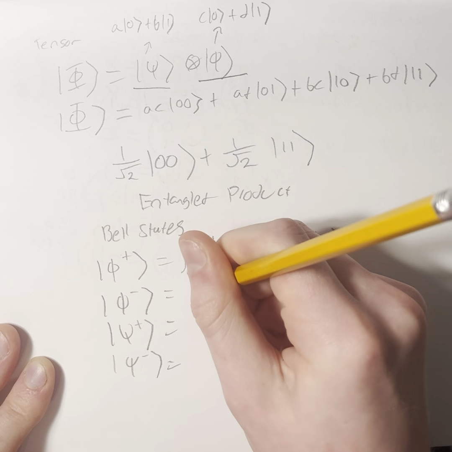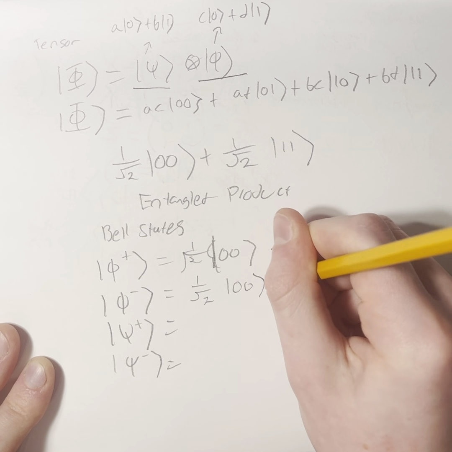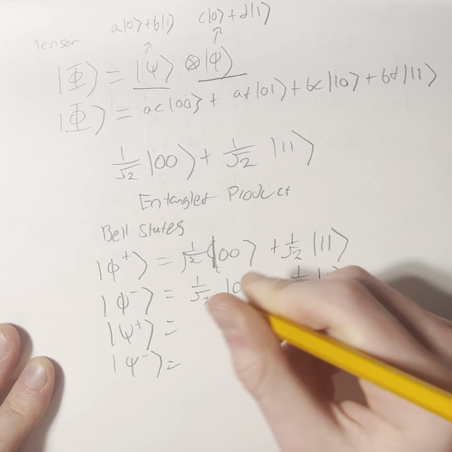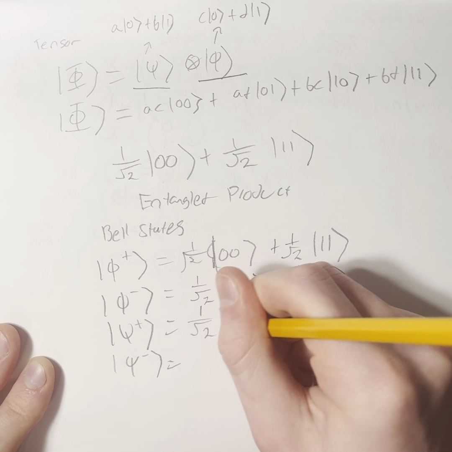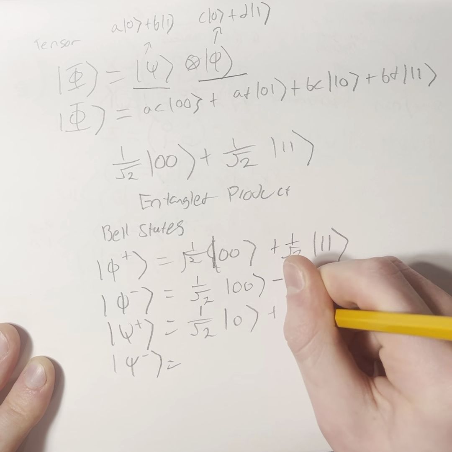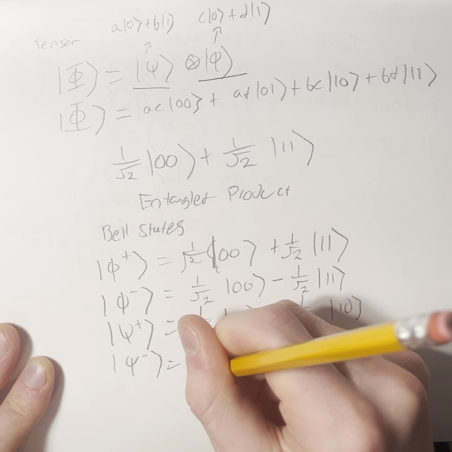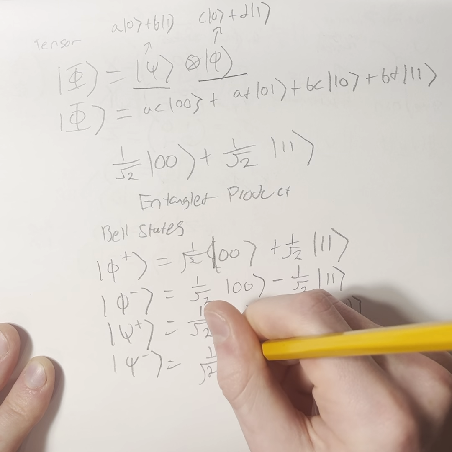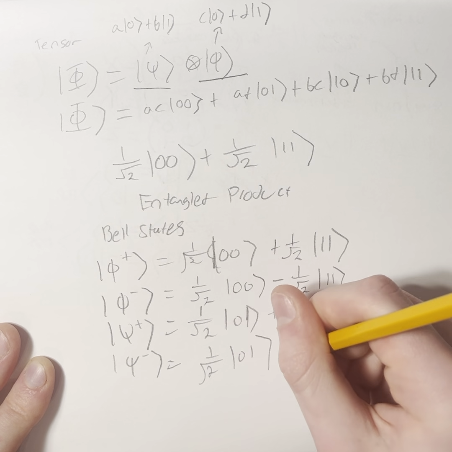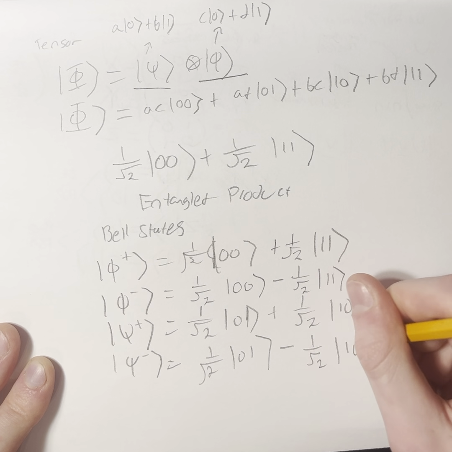So each one of these is going to be 1 over root 2 ket 0,0, minus 1 over root 2 ket 1,1. And this is going to be 1 over root 2 ket 0,1, plus 1 over root 2 ket 1,0. And this is going to be 1 over root 2 ket 0,1, minus 1 over root 2 ket 1,0.